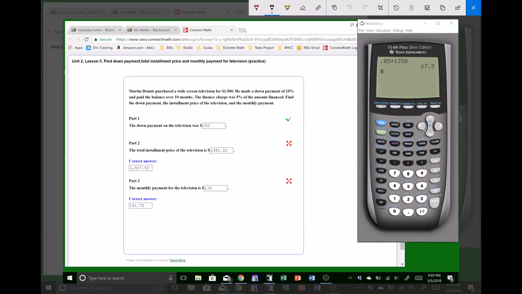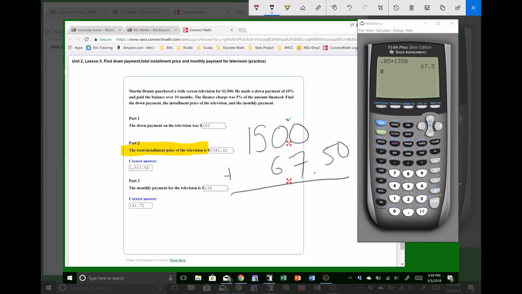So the total installment price, again we're looking at part B here, should be the 1500, which is the cost of the TV, plus the $67.50, and that's giving us 1567.50. So total installment price is what you actually pay after you make all of your payments, including the interest with the down payment, so 1567.50.